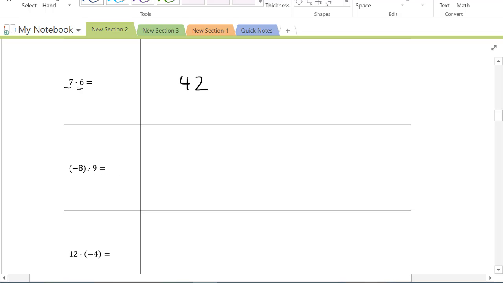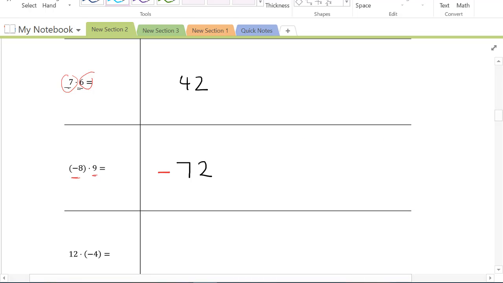Here we have negative 8 times 9. So we first do 8 times 9, which gives us 72. And we see that the signs are opposites, right? We have a negative 8 and a positive 9. Signs are different, so our answer is going to be negative, right? So again, if the signs are the same, like in the first problem, we have a positive 7 and a positive 6, the answer is positive. When we have a negative and a positive, the answer is negative.